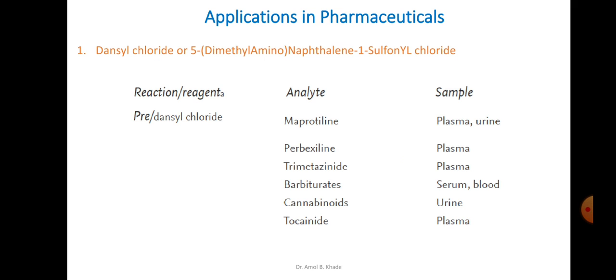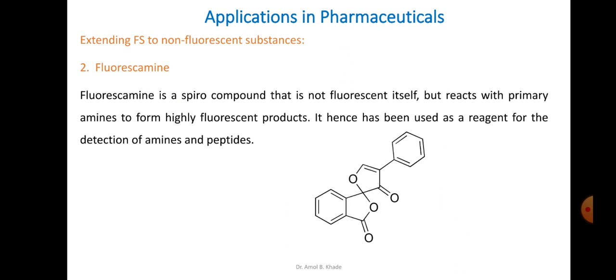So you can extend this particular technique to a number of pharmaceuticals which are non-fluorescent. Some of them I have listed here, as you can see, maprotiline, then prebexylene, right, then barbiturates, cannabinoids and so on, and you can also quantify them in a clinical sample or biological sample, and this is the reaction which I have represented as a pre-column reaction, right. So that means you can directly take those samples, and before loading into a column you can have a chemical derivatization.